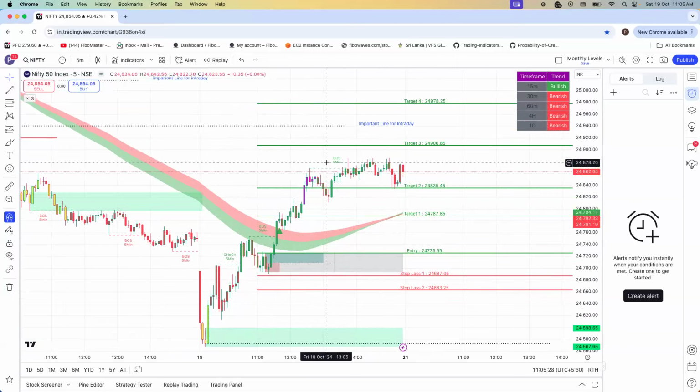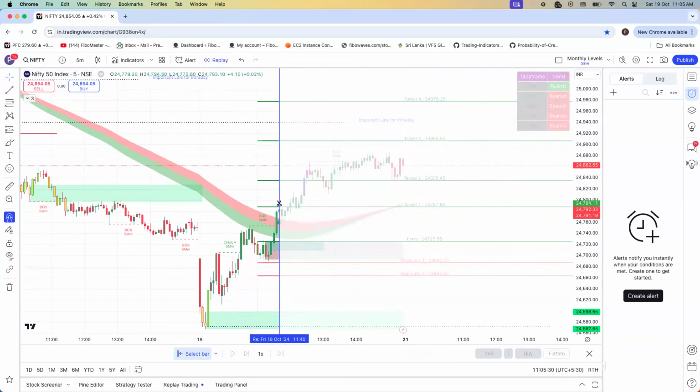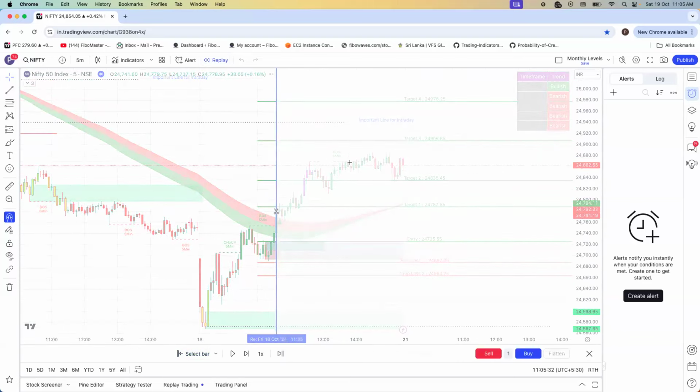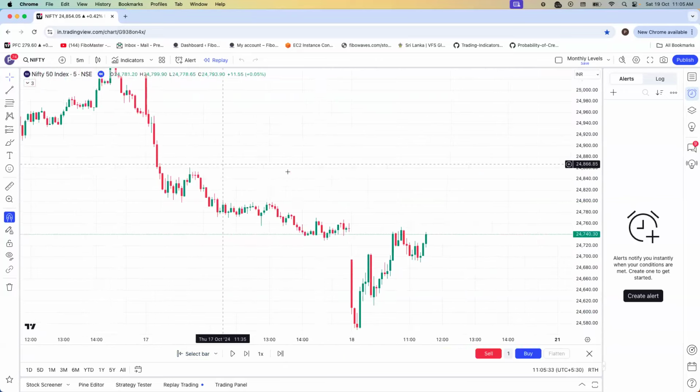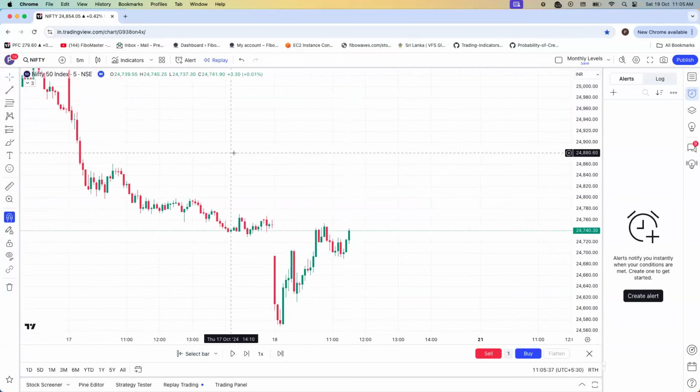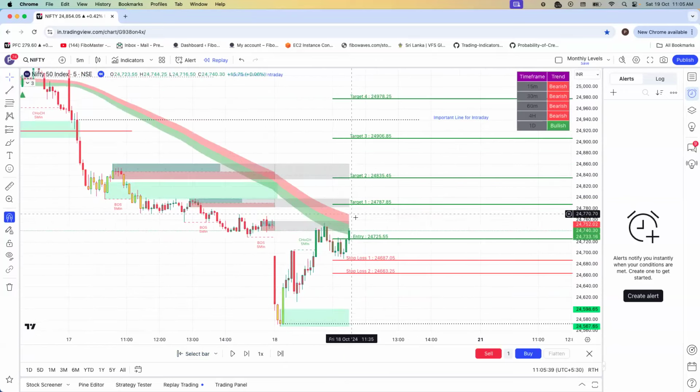So this is the first target and this is the second target, because when you see here at this particular point, red is on the top and green is on the bottom.